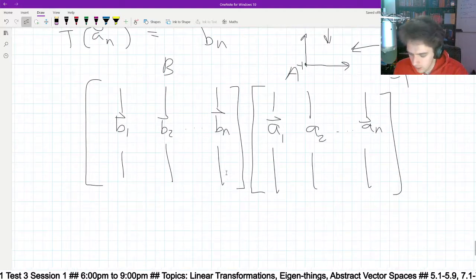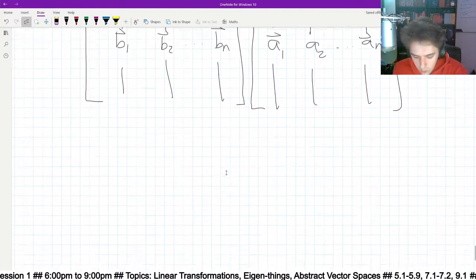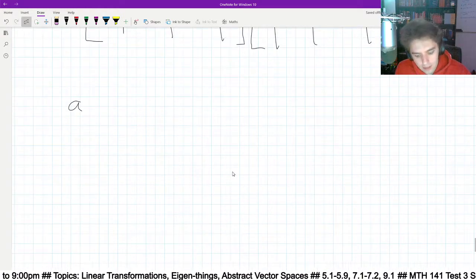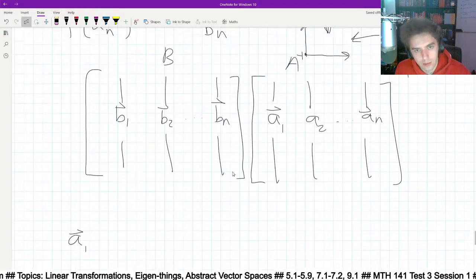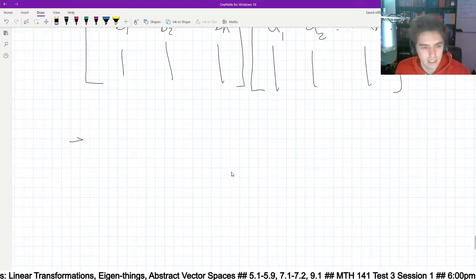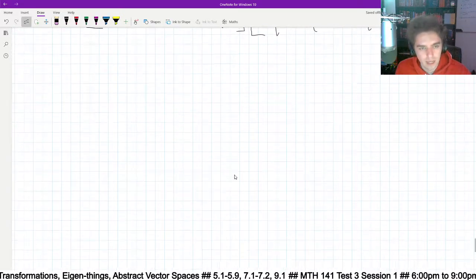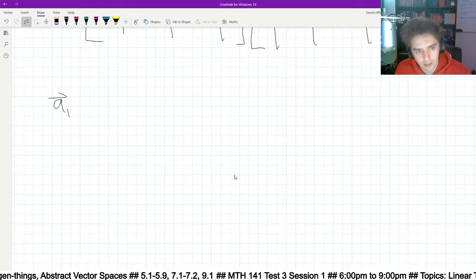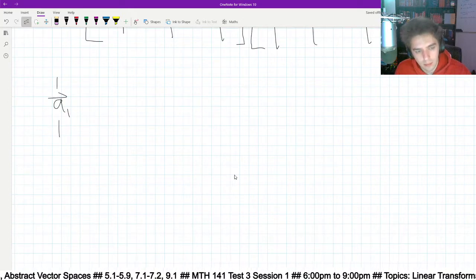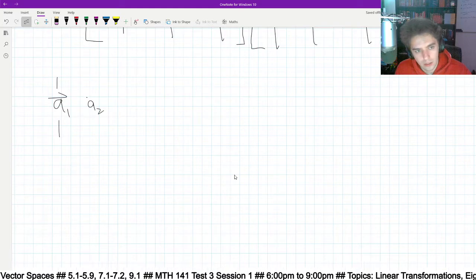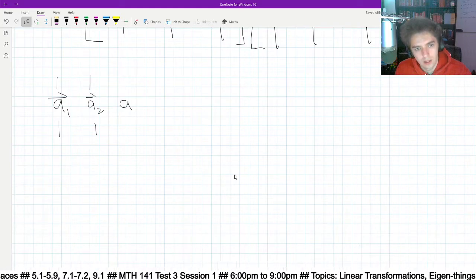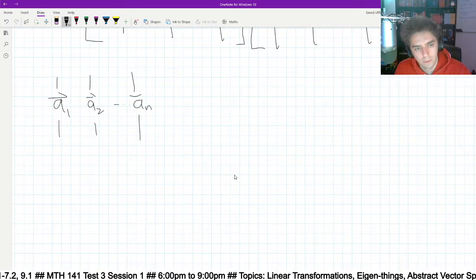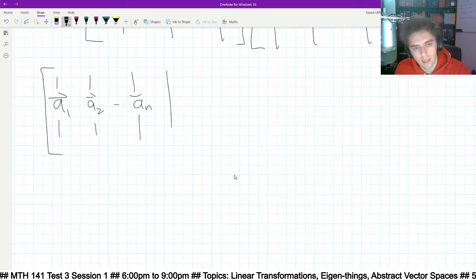Okay. So one way to calculate this is to put all the A vectors, A1. Sorry, this is one way to calculate this. Another way to calculate this, which is simpler, is the same idea. You take all the A vectors, put them A1, A2, dot dot dot, An, and you augment it with the B vectors.